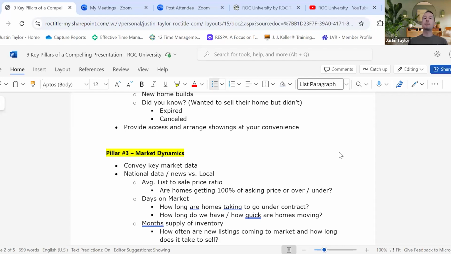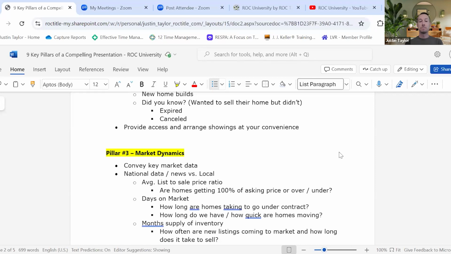Again, we're trying to get our client the best deal. So we're articulating that we're going to look at this data. We're going to pull this data once we identify that property, and we want to make sure that our offer is in line with that local market there. Days on market. How long are homes taking to go under contract? How long do we have, or how quick are homes moving? So if days on market is low, when we find that home and we pull all this data and we have all of our ducks in a row, we probably want to move quick. And we probably want to make our offer strong.